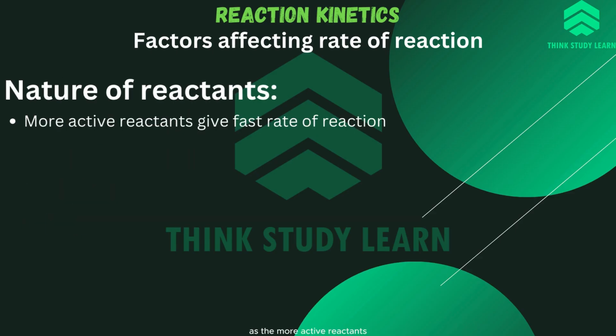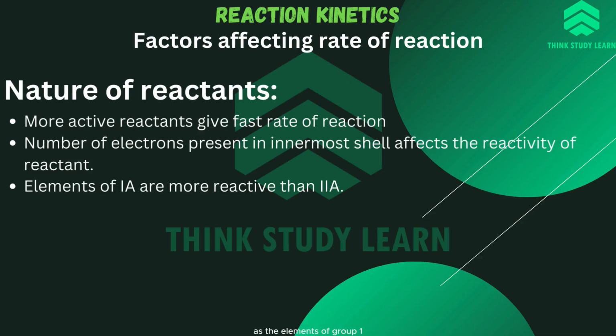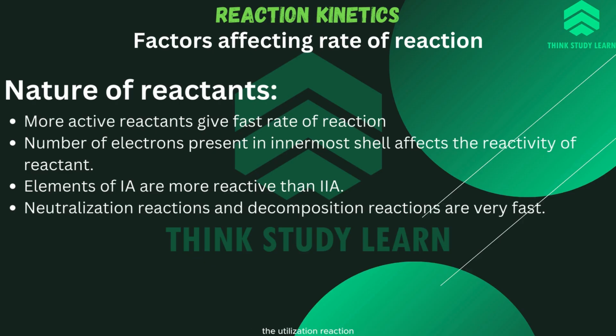The more active reactants will give a fast rate of reaction, meaning they will decompose or react fast, as the number of electrons present in the innermost shell affects the reactivity of reactants. If it has more electrons, it will be a more excited reactant. The elements of group 1A are more reactive than 2A. Neutralization and decomposition reactions are very fast because in the decomposition process the active reactants always take part and decompose very fast, giving a fast rate of reaction.